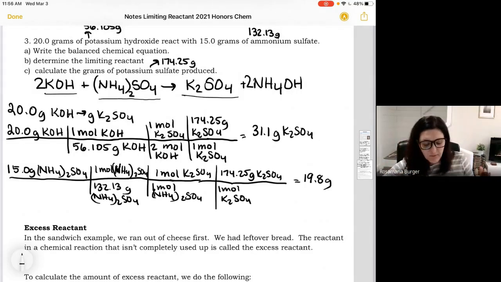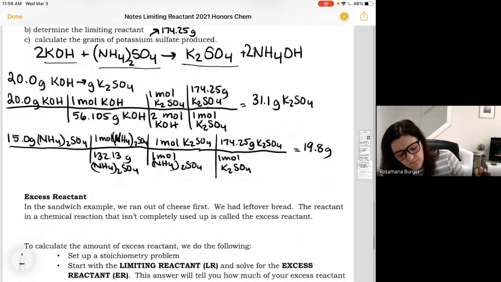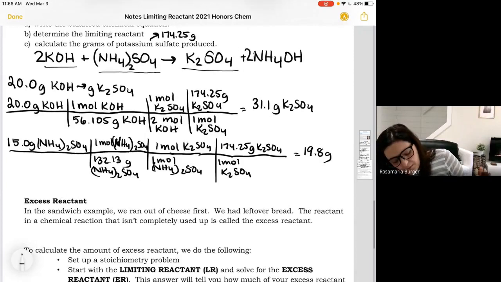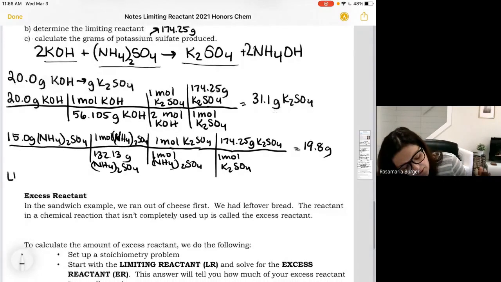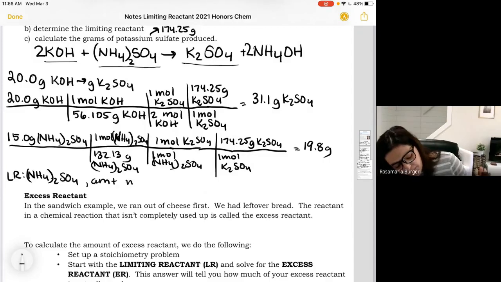So my limiting reactant is (NH4)2SO4, and the amount made is 19.8 grams.